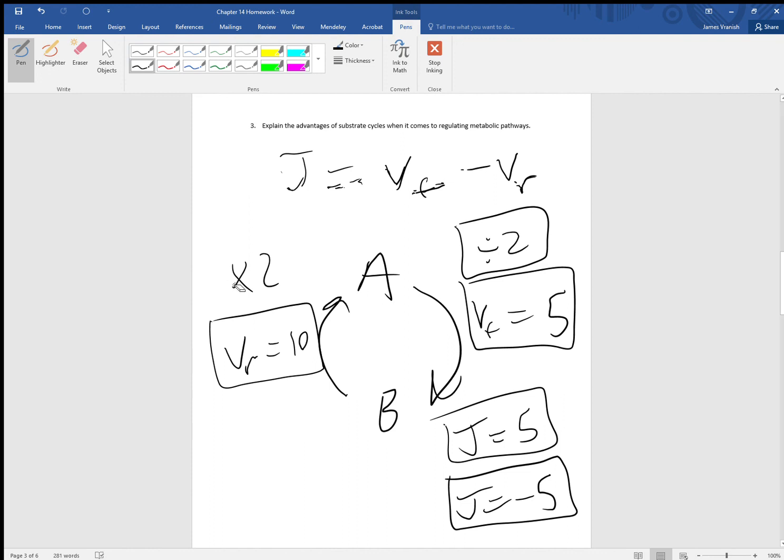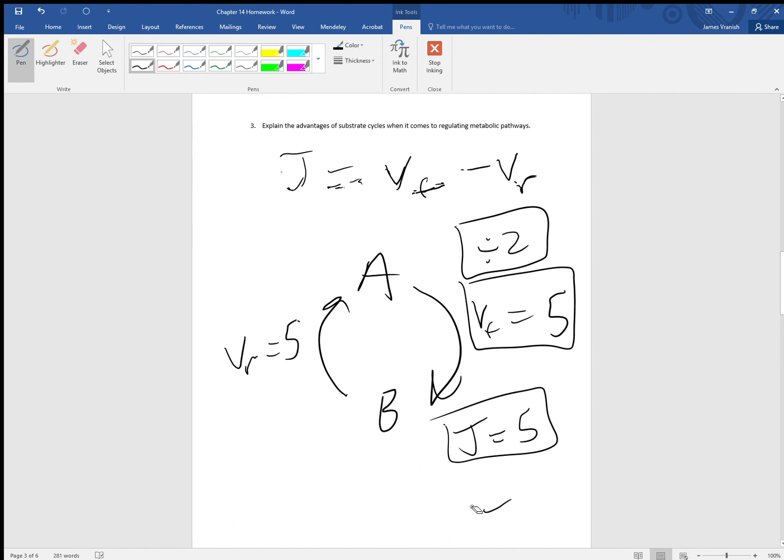Even if I left the other one alone, let's just say I didn't do anything to the reverse one, in this case my flux now, J, is 0. So I basically reduced the flux from 5 to 0, totally changed the flux here, but I only made a twofold change in one of the rates.